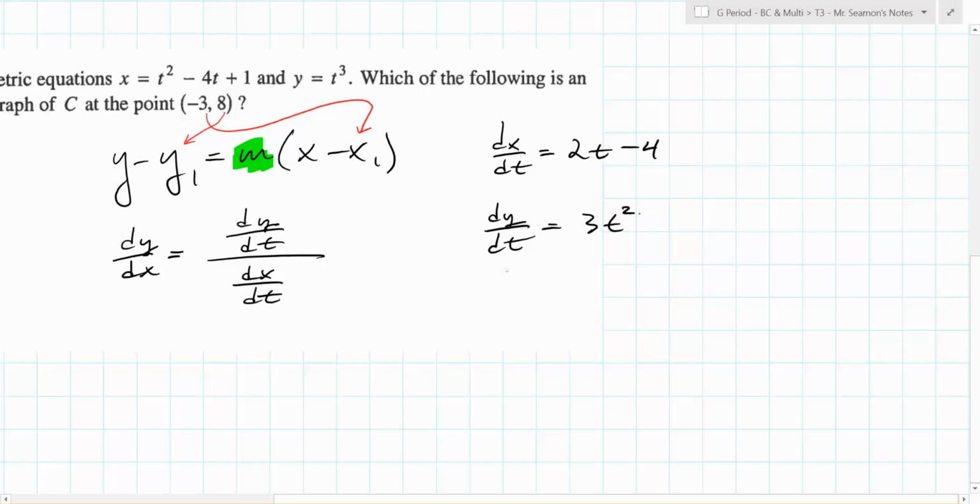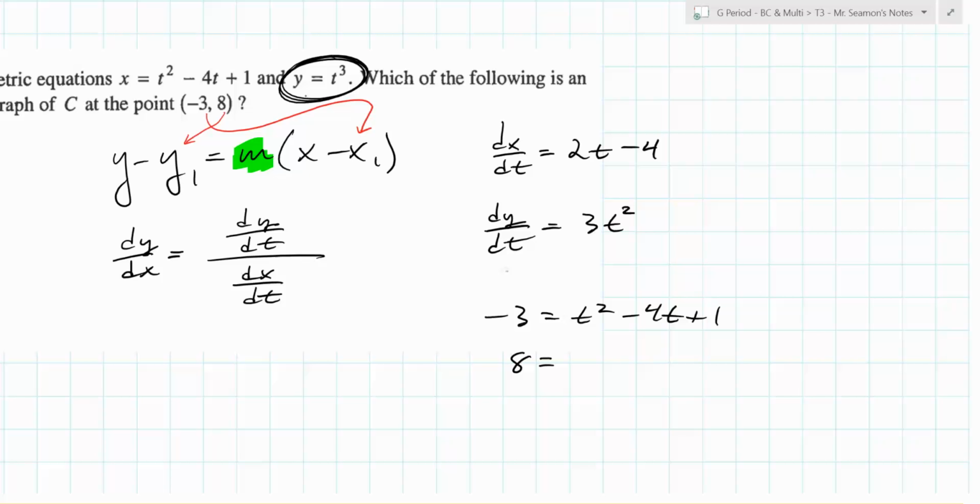And dy/dt is equal to 3t squared. Now, you need to know what time it is at this point. You see that point right there? So we can find each of those values at that time. So we let negative 3 equal t squared minus 4t plus 1. And we also know that 8 has to equal what? Does everybody understand what I'm doing? The whole idea of a parametric equation is there's a particle traveling along a path, which gives its position at specific times. So at (negative 3, 8), we need to figure out what time it is.